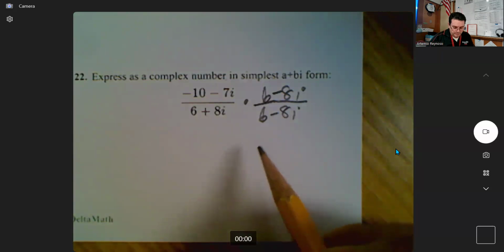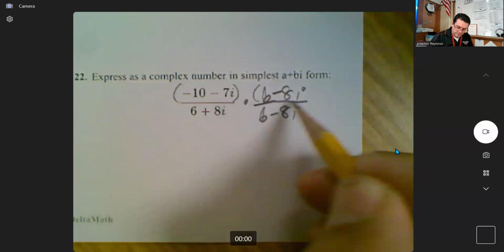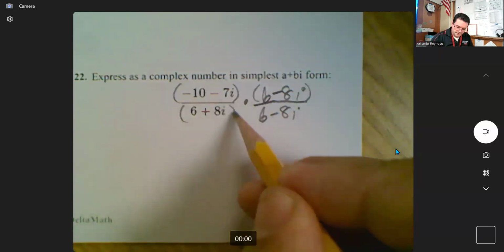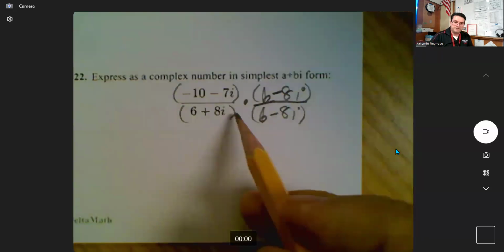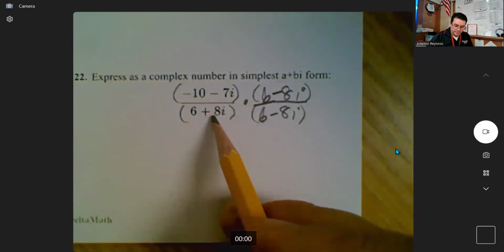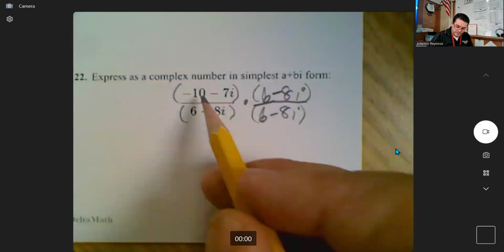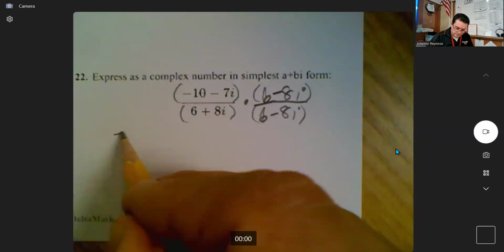Why do I multiply by 1? Because I don't want to change the value. Now I get to distribute the numerator and the denominator. The intention of the conjugate is to get rid of the i on the denominator, and the middle terms will get canceled. Negative 60, distribute.